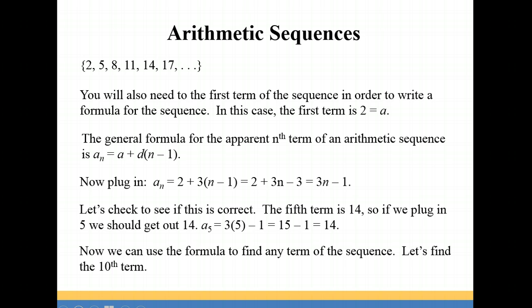Now once you find a formula for your sequence, you can find any term of the sequence without having to go back and find all the previous terms. So let's find the 10th term of this sequence. We're going to do that by plugging a 10 in for n. So we have 3 times 10 minus 1, or 29. 29 would be the value of the 10th term of the sequence.